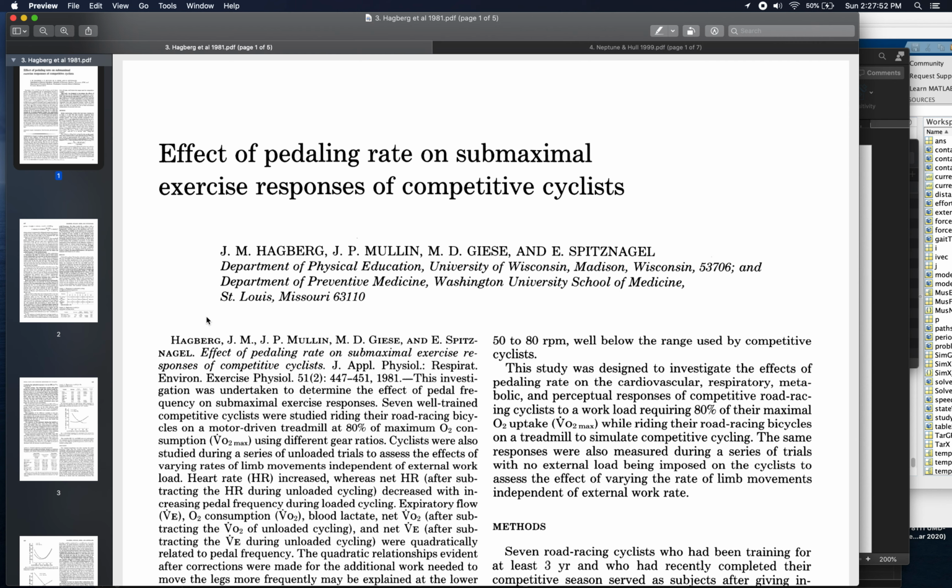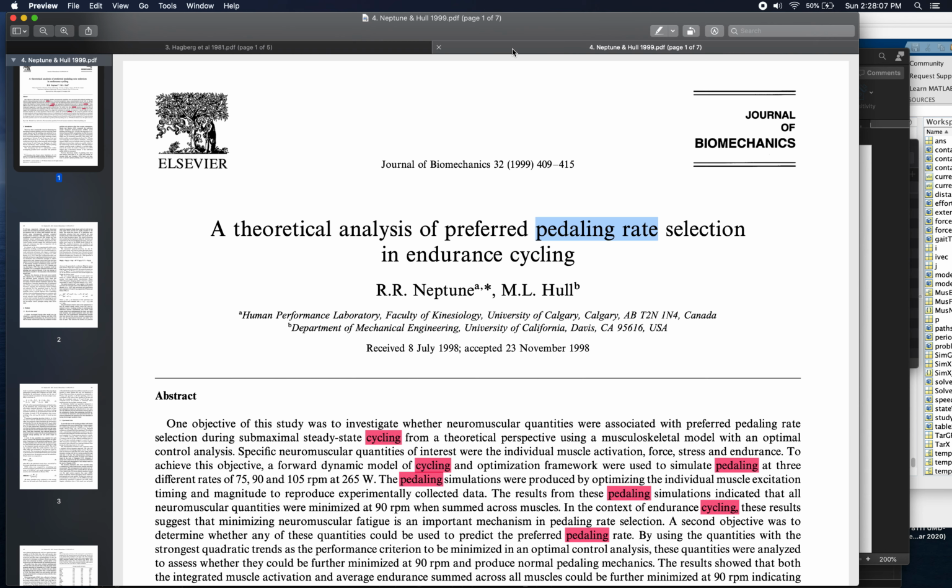Today we're actually going to cover two readings, number 3 and number 4, in cycling biomechanics. These papers have very different methods. The first one, Hagberg et al., is a classic experiment on human cyclists. And the second one, Neptune and Hall, is another computer modeling study where they used a computer model of the musculoskeletal system to simulate cycling and investigate cycling. So these studies used very different methods, but they have similar topics.